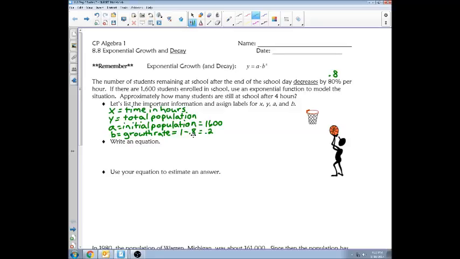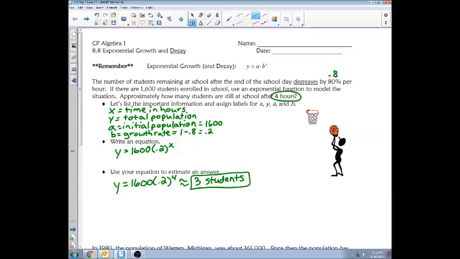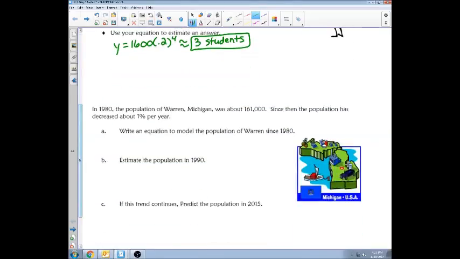So now I can write an equation. It would be y equals our 1,600 times 0.2 raised to the x power. The last thing it asks us is to estimate our answer using 4 hours. So it would be y equals 1,600 times 0.2 raised to the 4th power. That would give me about 3 students left after 4 hours, which does make quite a bit of sense. 4 hours after school's over, usually all the basketball or sports teams and everybody else are gone from the school. Rarely would I even think there'd be 3 students left, honestly.